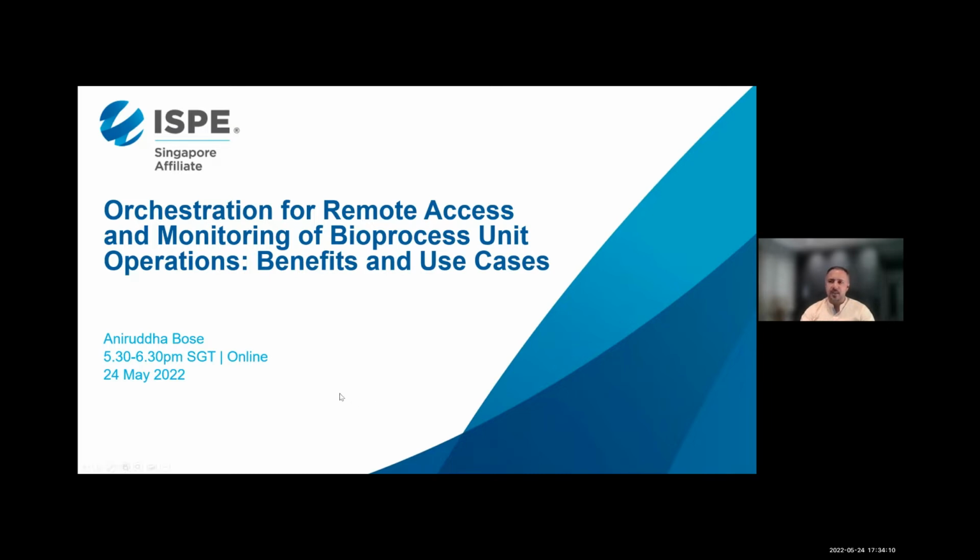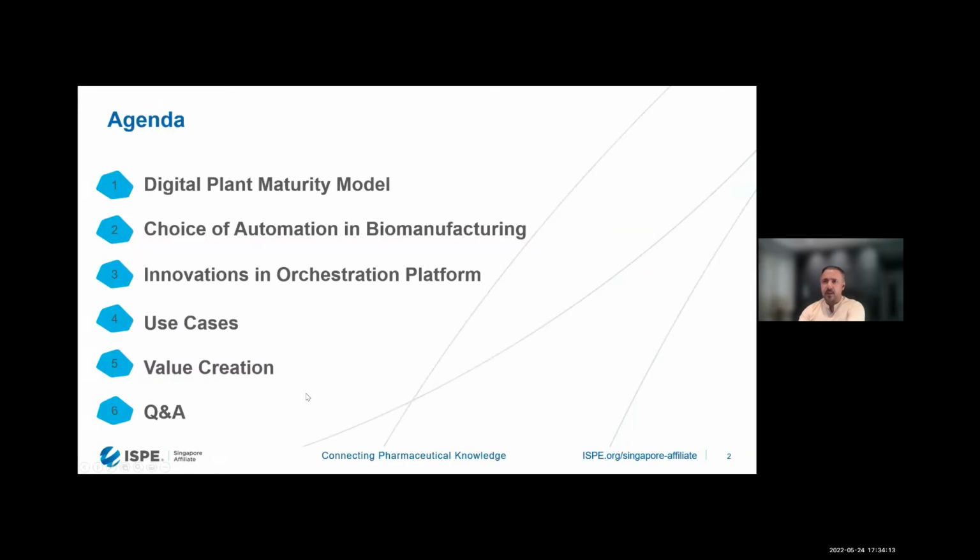I'll move forward. Today, I'm going to talk about the digital plant maturity model, and then we'll move to choice of automations in biomanufacturing. After that, we'll talk about a unique orchestration platform and some of the innovations, then a few use cases and how we can create value out of the orchestration platform, and then of course we'll open up for Q&A.